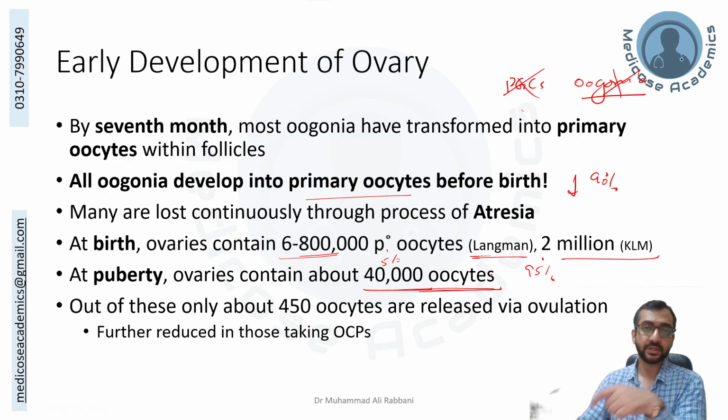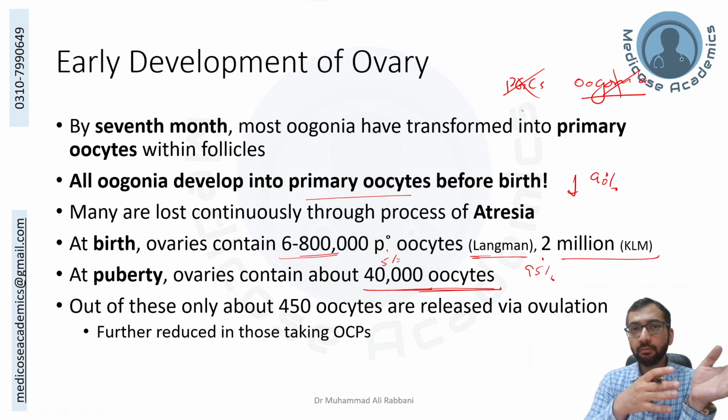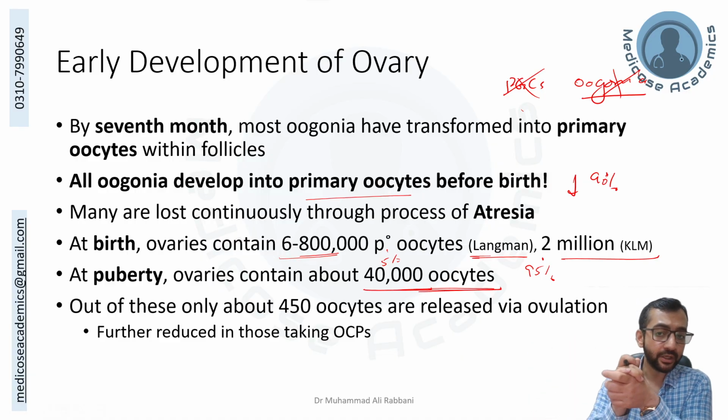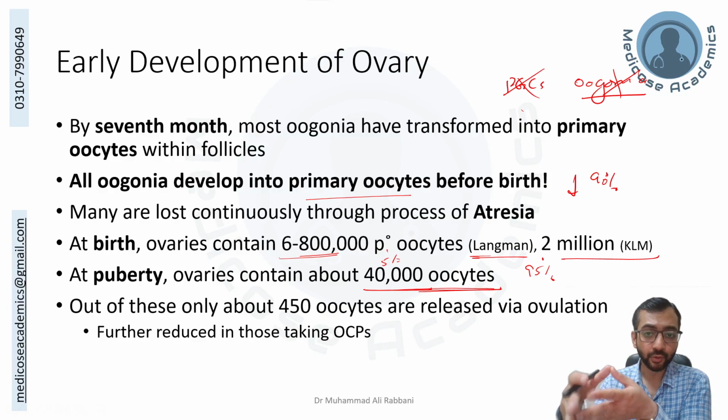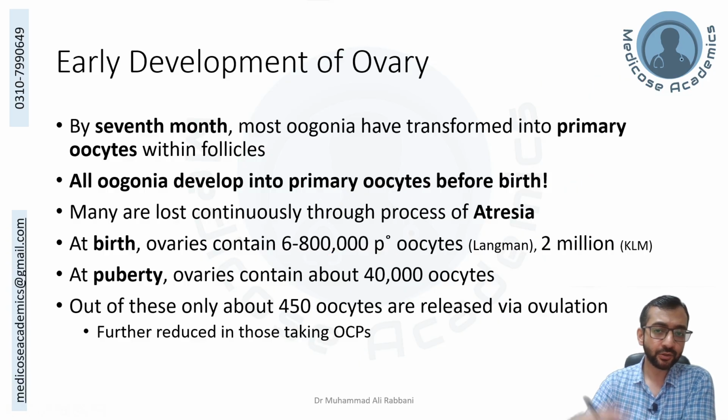And from the 40,000 oocytes, if you figure it out, let's say a woman was fertile from age 15 to age 55, so there is roughly 40 years between them. And if she ovulated in each and every one of those months of her cycle, you get about 480 oocytes released by ovulation. So they are further reduced during pregnancy or oral contraceptive use, anything that occurs there. So that is nature's mechanism of getting the best out of the situation.